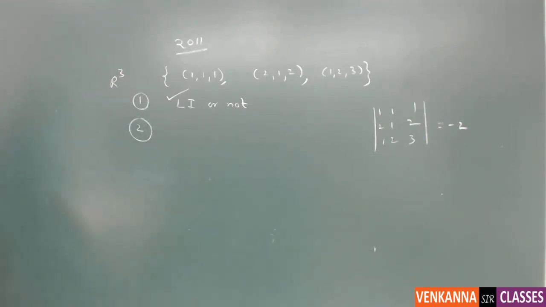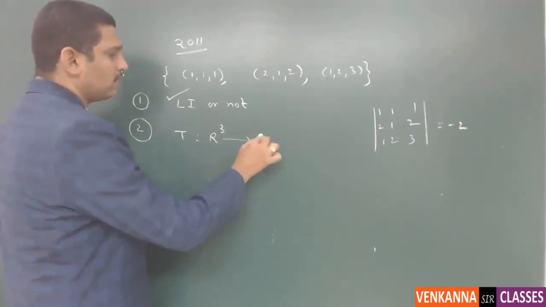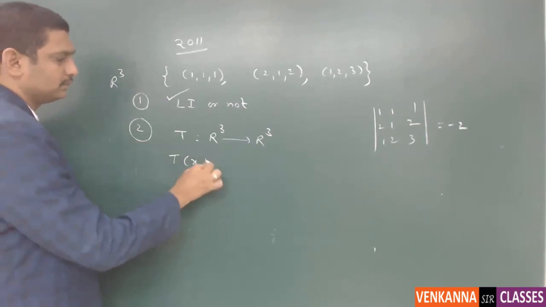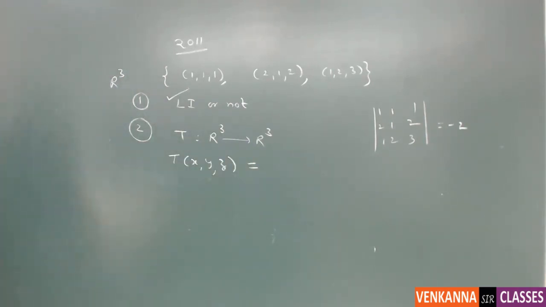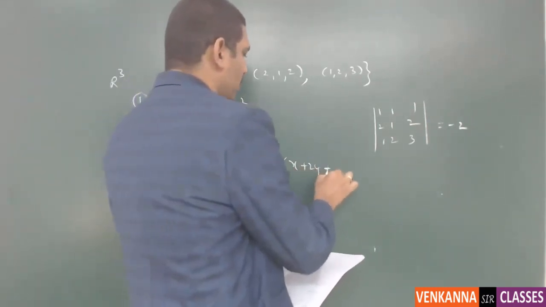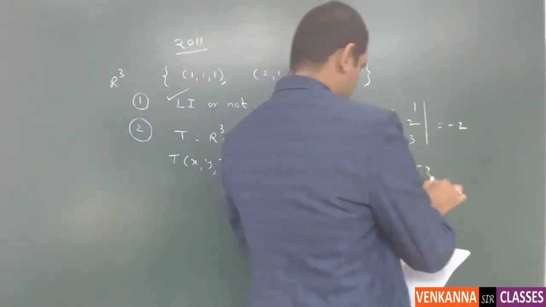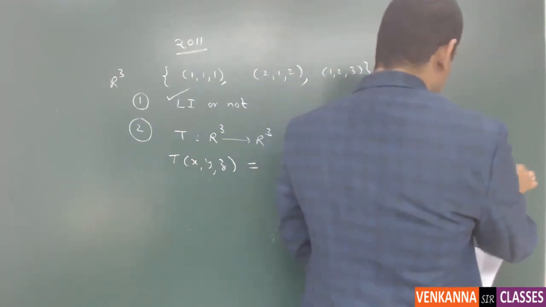Second one is, here he defined a transformation T from R cube to R cube with the condition that T of xyz is equal to x plus 2y plus 3z, x plus 2y plus 5z, 2x plus 4y plus 6z.